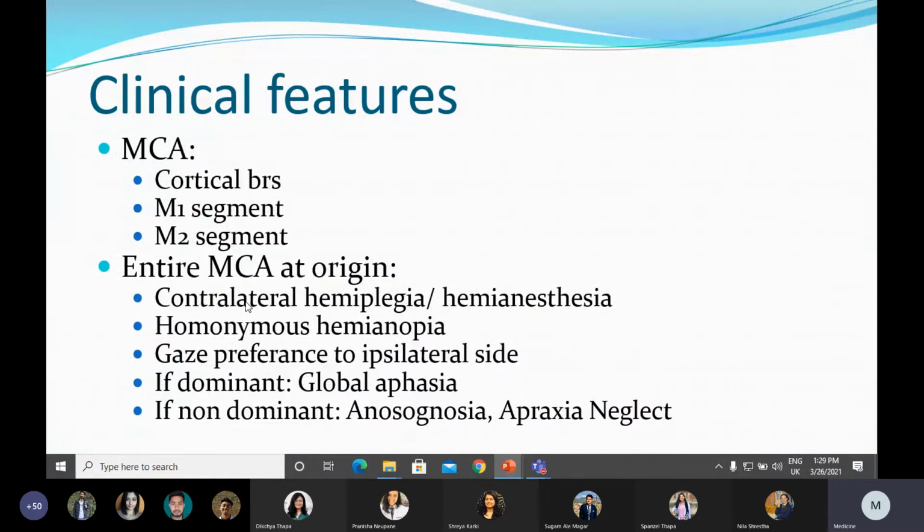Then there will be a contralateral hemiplegia or hemianesthesia. There will be homonymous hemianopia. Gaze preference would be to the ipsilateral side. That means if the left is involved, then the patient's eyes would be deviated towards the left. If there is involvement of the dominant hemisphere, then the patient will have aphasia as well.